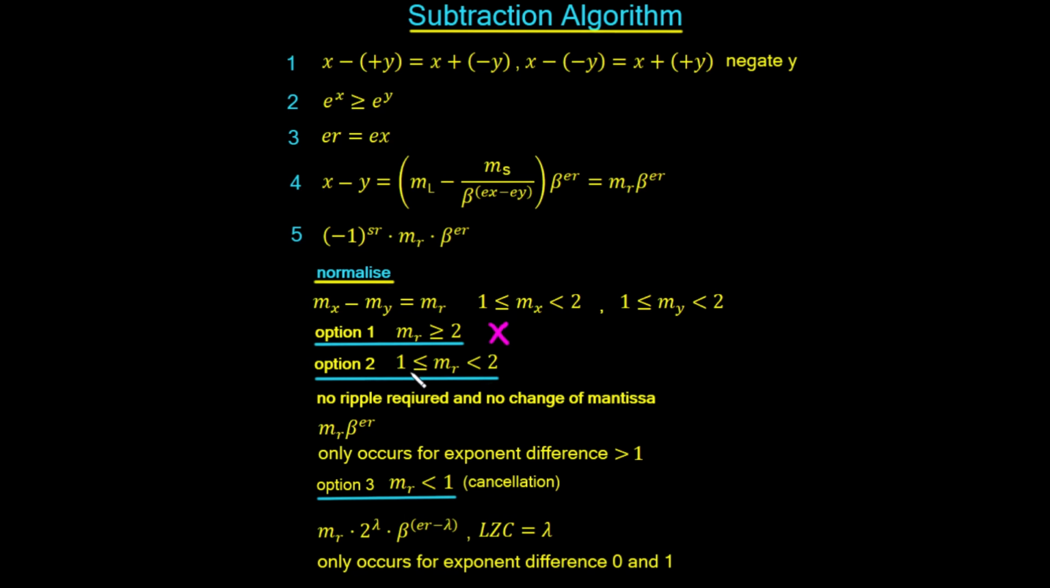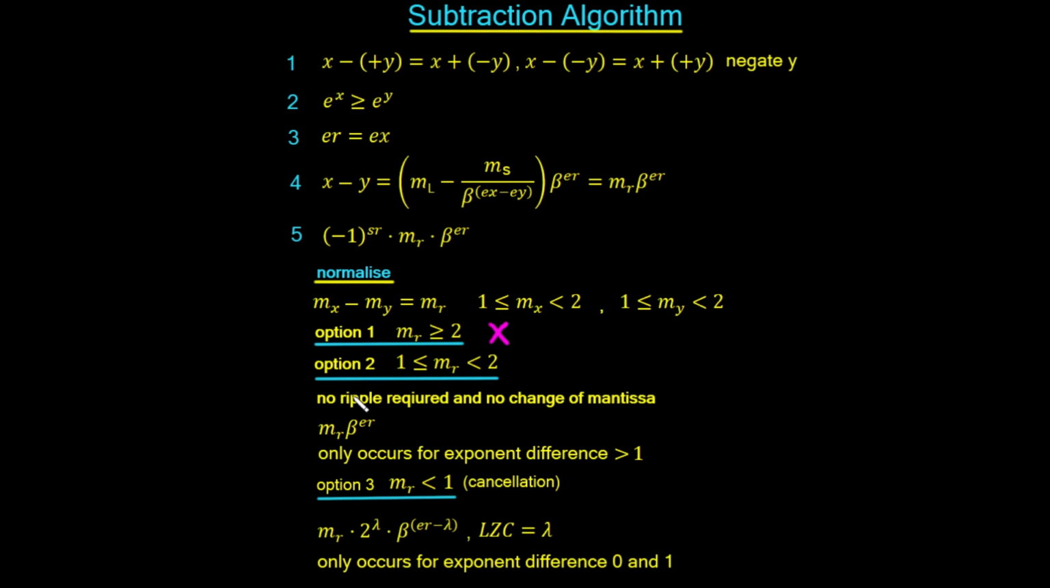We're going to have another option here where the result is actually the normalised result. So it's a number greater than or equal to 1 and less than 2. So in that case here, the answer is already normalised, so there's no further requirement to change the answer. We just have our answer MR beta to the ER.